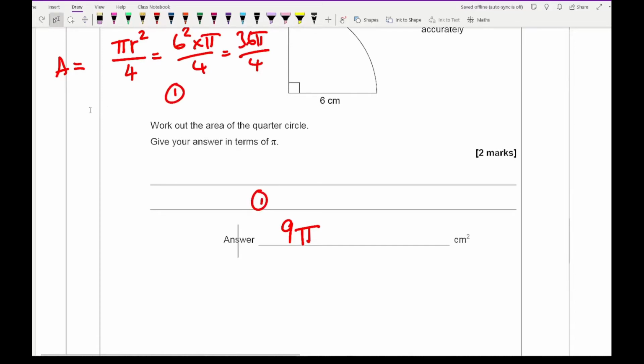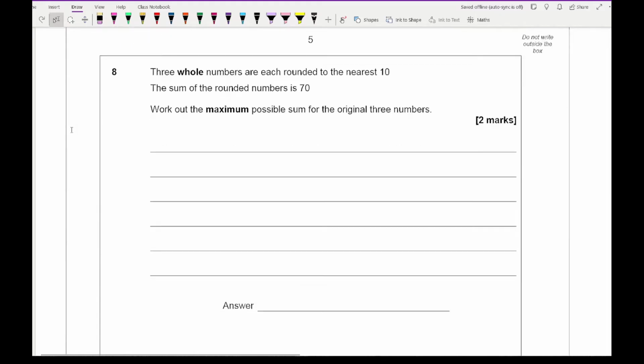And with question 8, it says 3 whole numbers, each rounded to the nearest 10. The sum of the rounded numbers is 70. Work out the maximum possible sum of the 3 numbers. Now for this, when you're rounding to the nearest 10, the range of numbers will start with a 5 and go up and end in a 4.